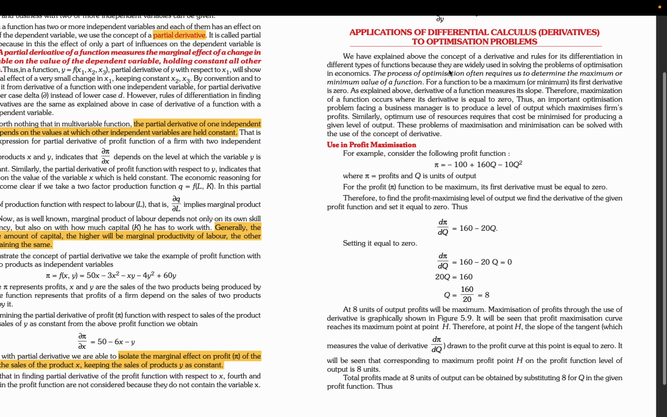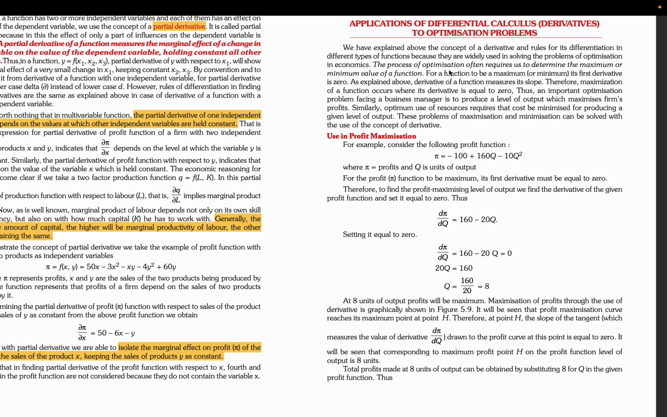Let's come on to the application of differential calculus or derivatives to optimization problems. We have explained above the concept of derivatives and the rules for differentiation in different types of functions because they are widely used in solving problems of optimization in economics. The process of optimization often requires us to determine the maximum or minimum value of a function. Optimization basically is finding the maximum and minimum of a function.